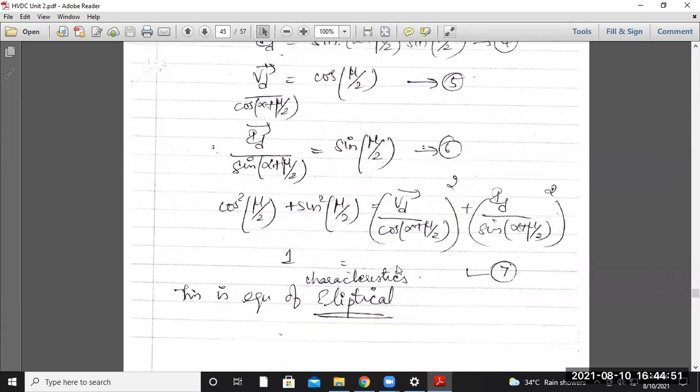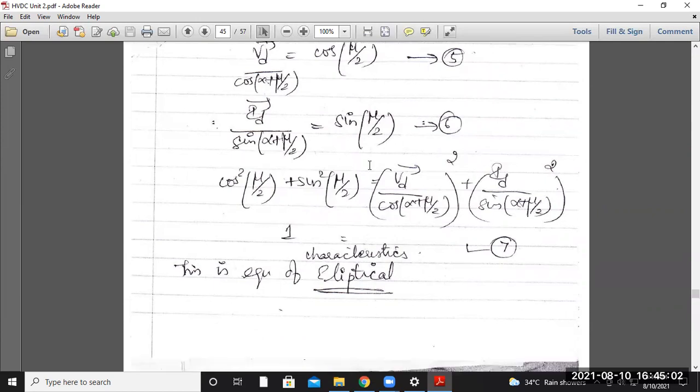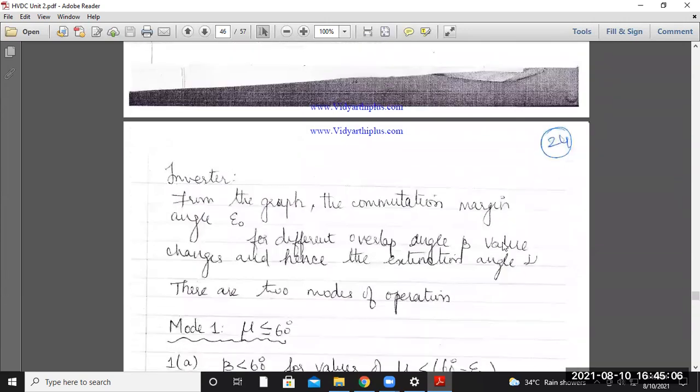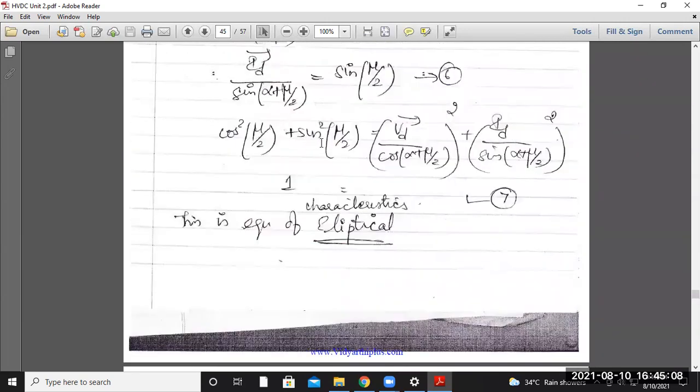So this value will become 1. And when you write this equation, it will give you the equation of the elliptical path. Okay, as you can say, 1 equals Vd vector divided by cos of alpha plus mu divided by 2, the whole square, plus Id divided by sin of alpha plus mu divided by 2, the whole square, equal to 1. That will give you the characteristic equation of the ellipse.